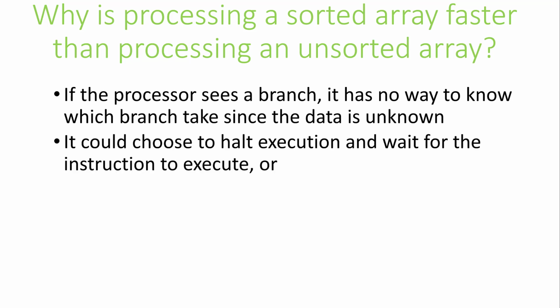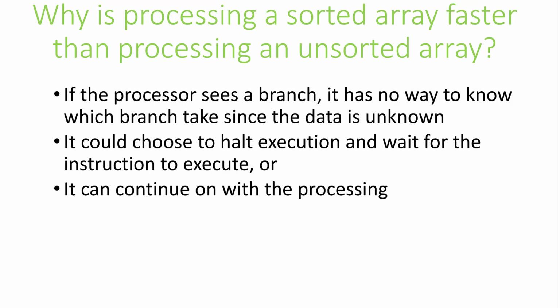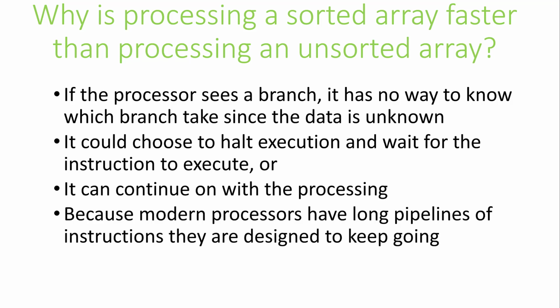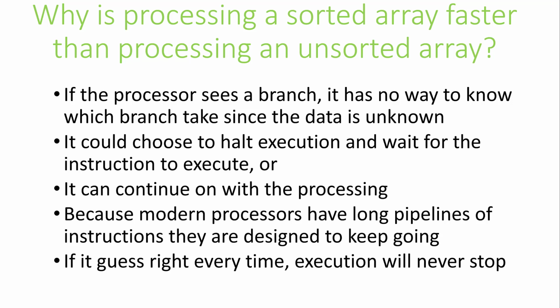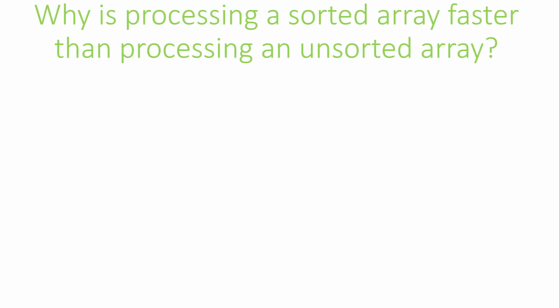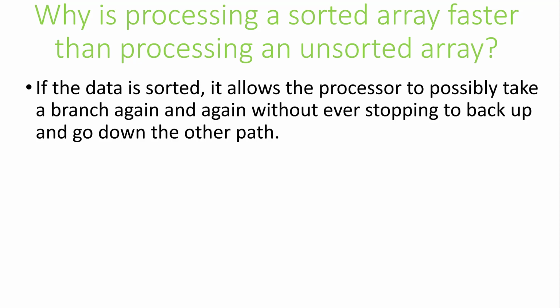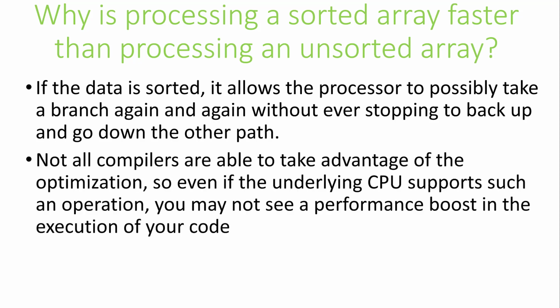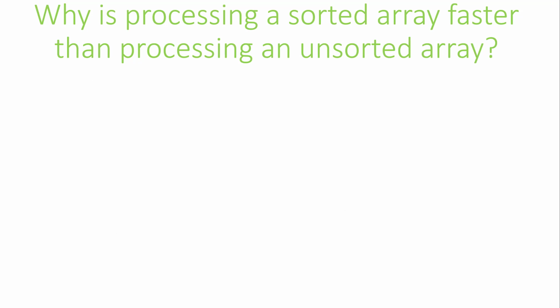Modern processors have long pipelines of instructions that are designed to continue processing. To aid in this, if it guesses right on the branch decision point, it never has to stop. But if it guesses wrong, it will stop, roll back the transaction, and restart to take another branch. By sorting the data ahead of time, it allows the processor to take a branch again and again and never have to roll back and restart, and to gain tremendous efficiency when processing the data that takes the predicted path. Even though the underlying CPU might have this capability, not all compilers are able to take advantage of it, which is why some languages will not see much of an improvement by sorting the data before processing.